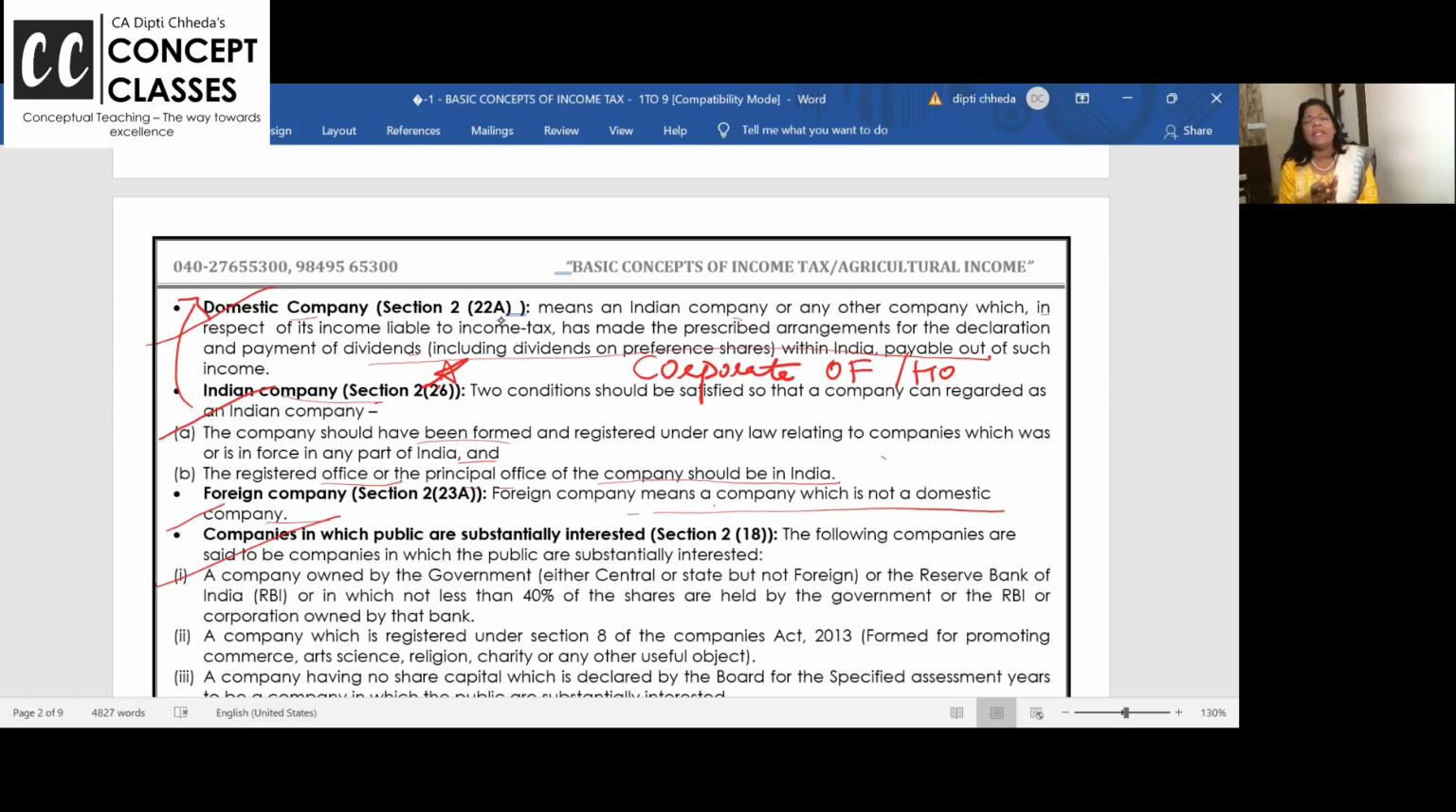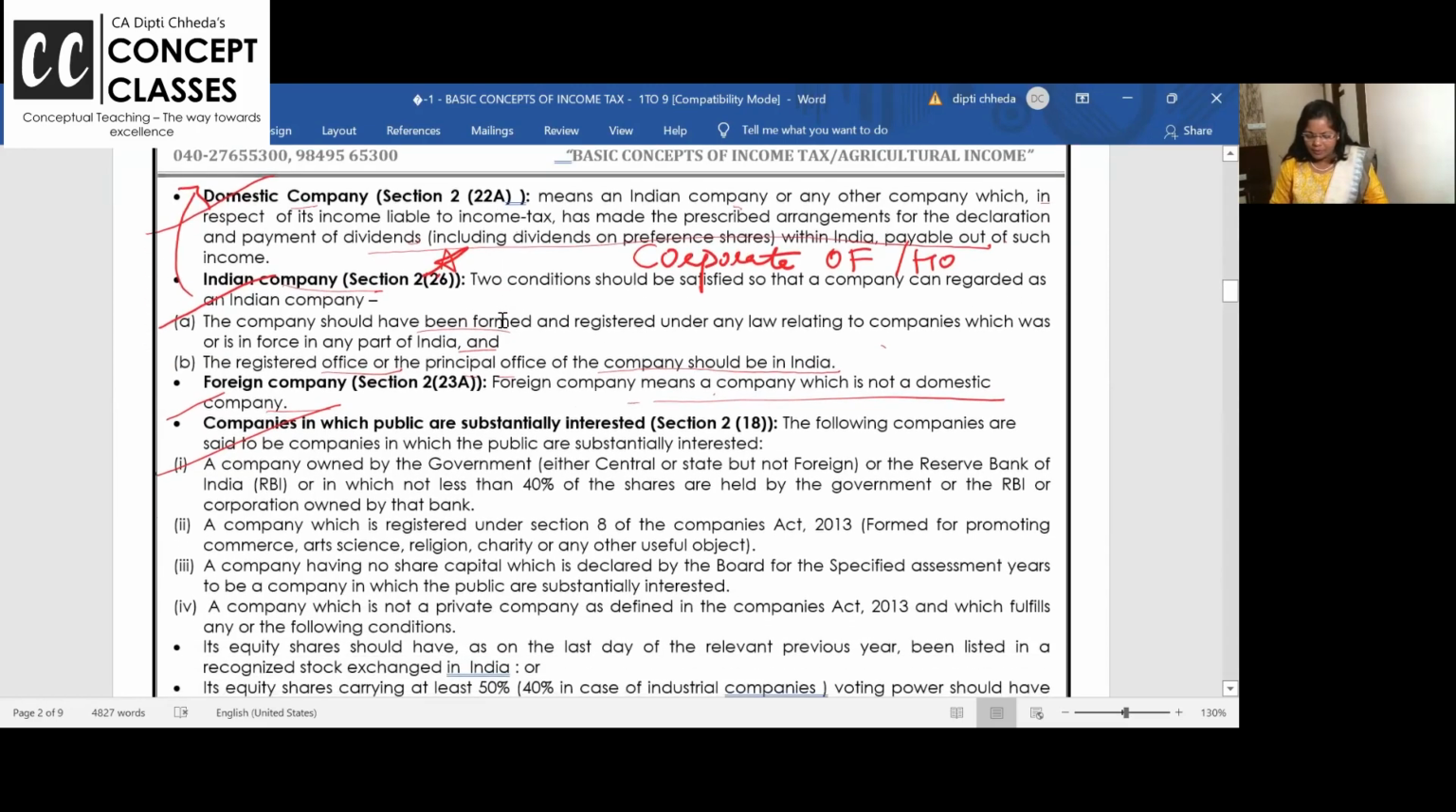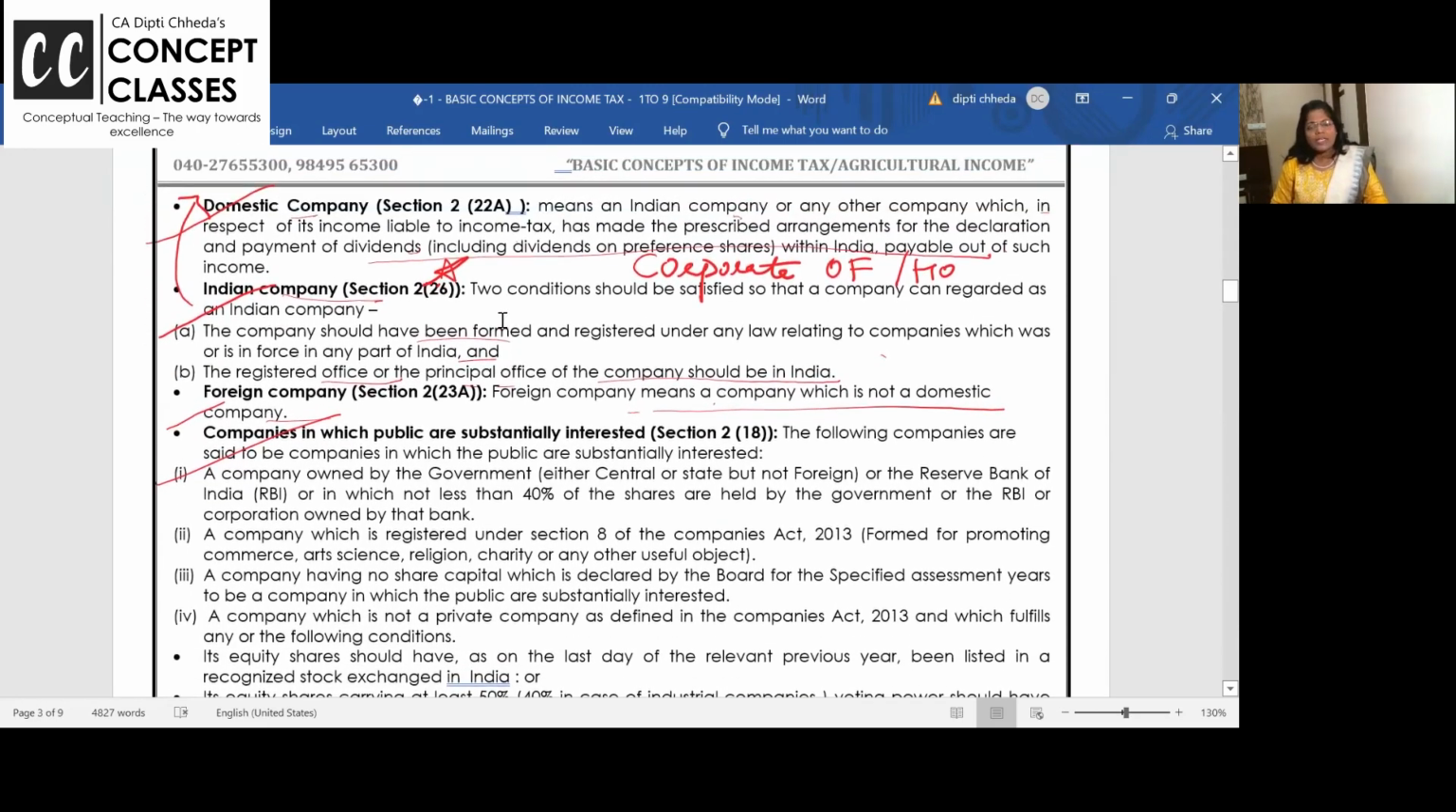Take a pause, I'll make it clear. What is an Indian company? Registered in India. What is a foreign company? Registered outside India. What is a domestic company? An Indian company or a foreign company, if they have decided to declare and pay the dividend to equity and preference shareholders in India, is said to be a domestic company. Okay? Any doubt? Any doubt? Ask.